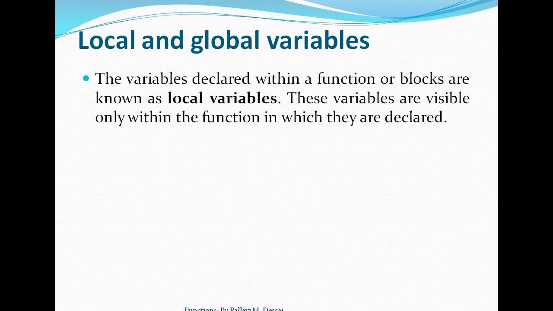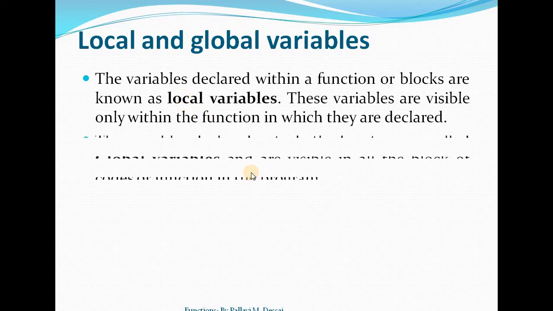The variables declared within a function or block are known as local variables. These variables are visible only within the function in which they are declared. So if we declare a variable inside void main function, it will be local to the void main function, and only the main function can use those variables. So those variables are known as local variables.